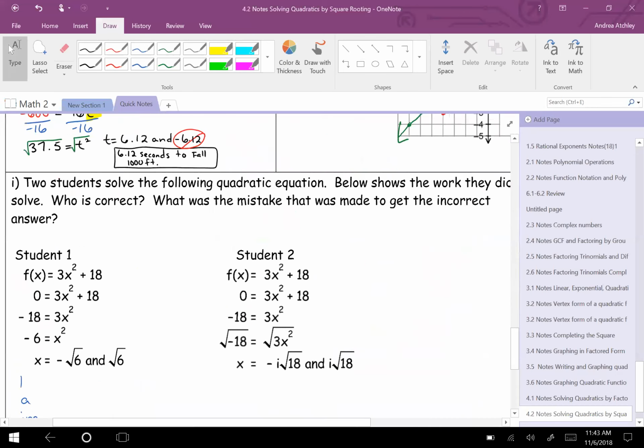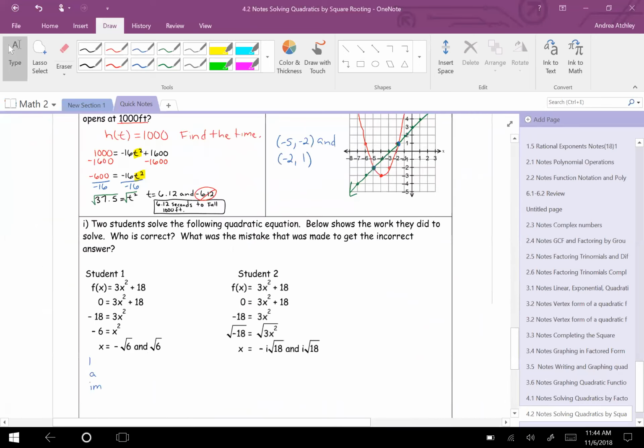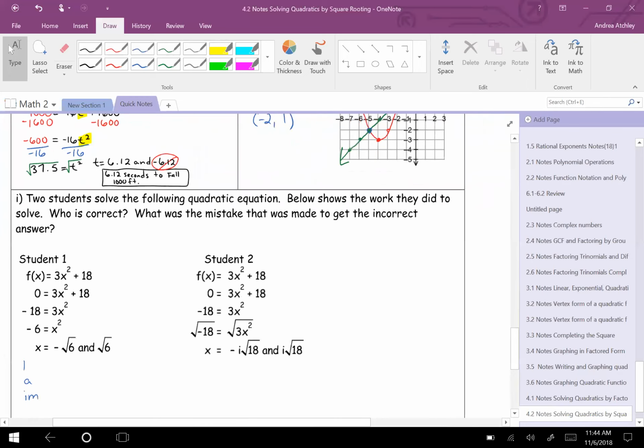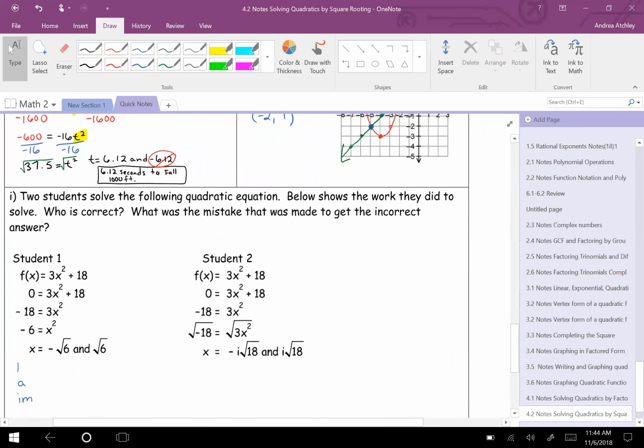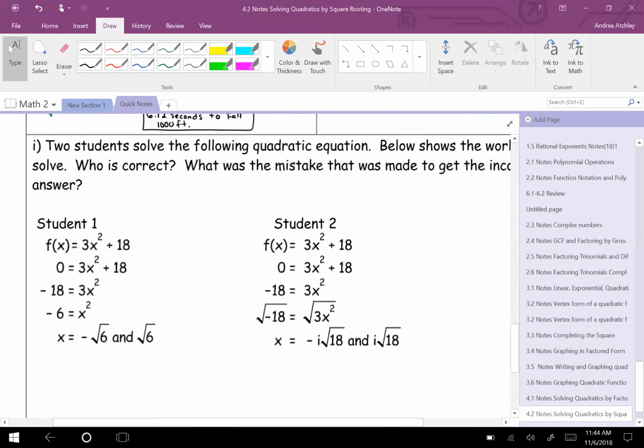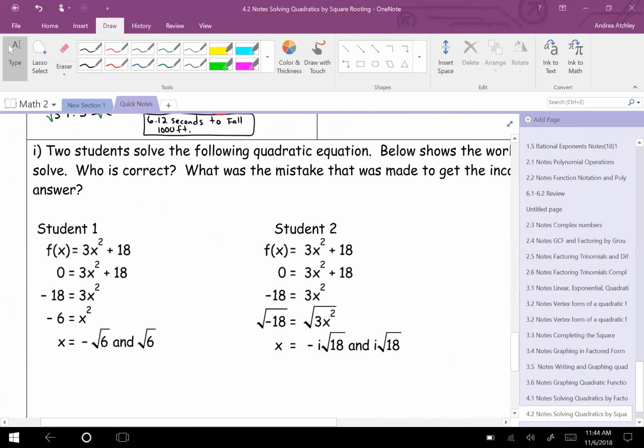Okay, next one. A student solved the following quadratic below. Show the work they did to solve. Who is correct? What was the mistake that was made to get the incorrect answer? So you guys look at those in your pairs and see if you can come up with the mistakes that were made and how you can fix those mistakes.